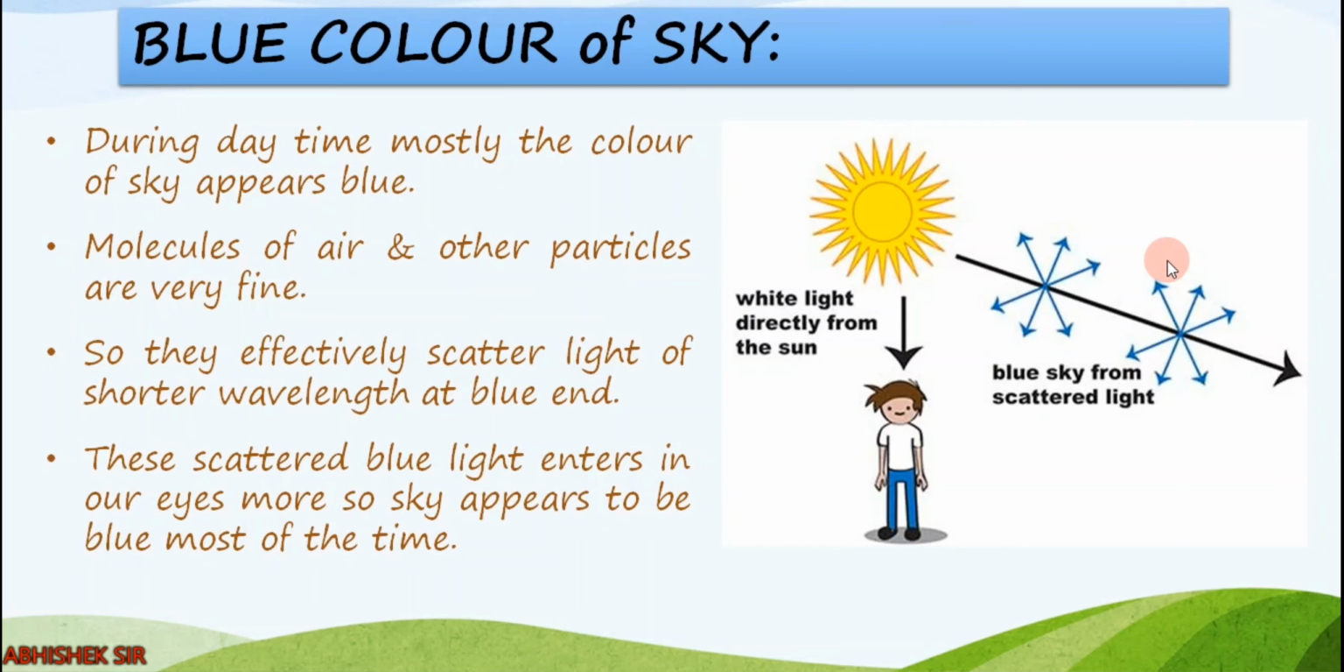Clear? So the smaller particles effectively scatter light of shorter wavelength at the blue end. So these scattered blue light enter our eyes more. So that is why the sky appears to be blue most of the time. Clear?